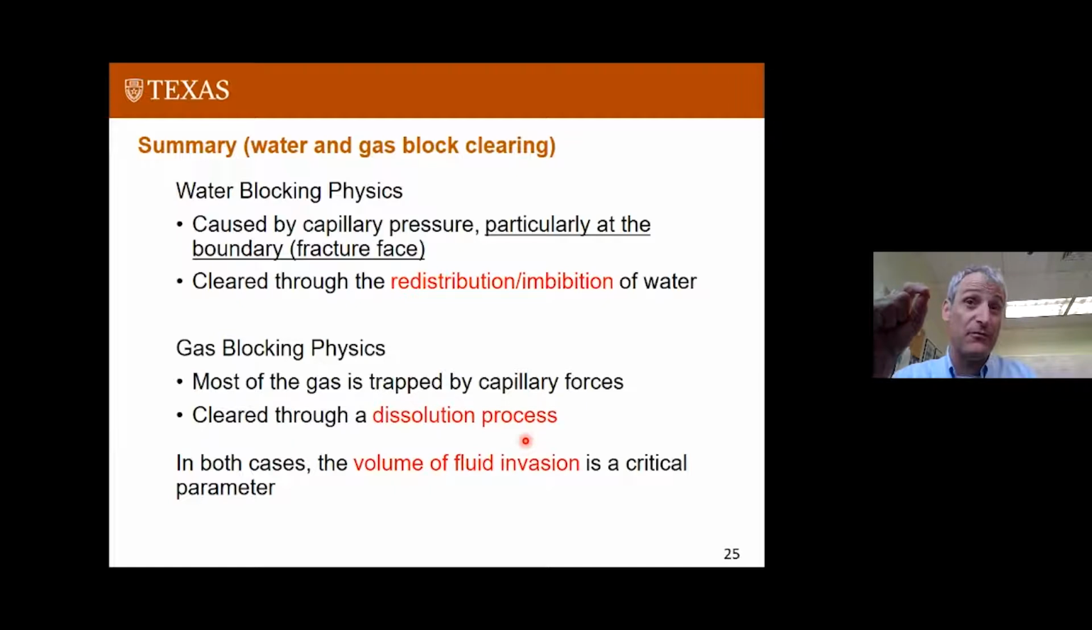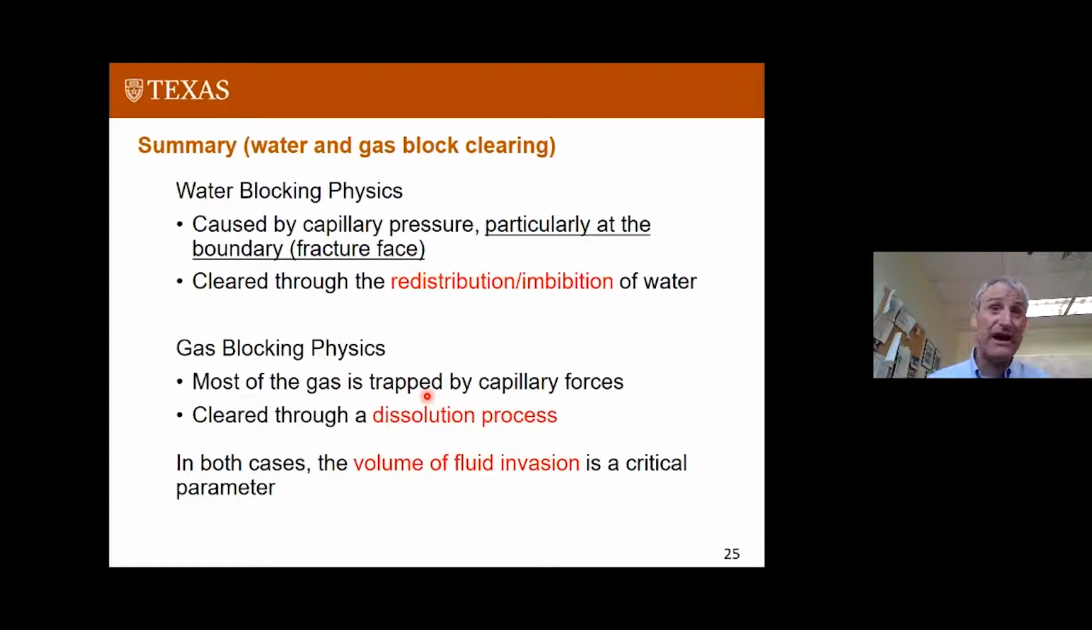All right, but for both of these cases, one of the key parameters for how long it's going to take to clear is the volume of the fluid invasion. How much fluid do we get in? If you want to choose a better fracturing fluid, you want to get the least amount of fluid in. Because as we showed before in the water blocking physics, this time scale goes as the length squared. If you invade twice the amount of water, it's going to take 4 times the amount to clear. The gas blocking physics is all kind of linear. If you invade twice the gas, it's going to take twice the time.